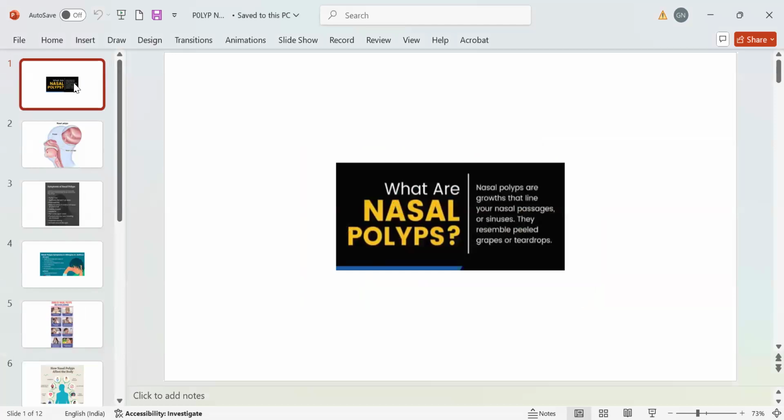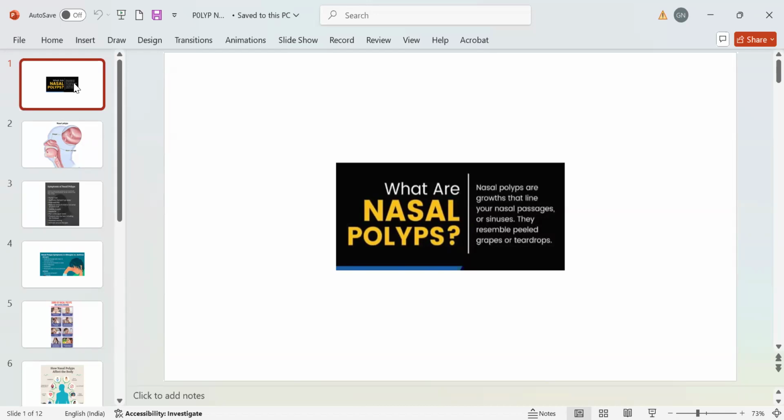Ma'am, which sinus, like the frontal sinus or sphenoidal sinus, can cause a brain abscess? In the sinusitis chapter, I will tell you which causes brain abscess. Each sinus can cause brain abscess. The commonest is the frontal, which is near the brain.